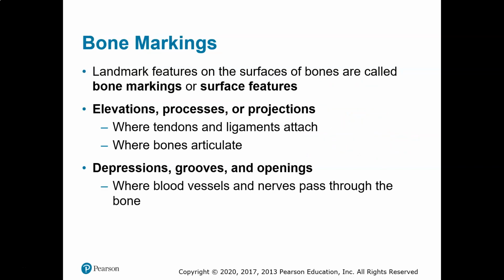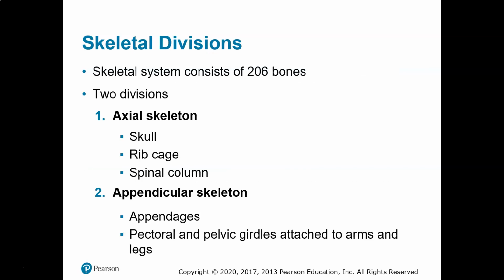Bone markings. Features on the bone can be where tendons and ligaments attach to the bone, or where bones articulate with other bones at a joint. There are elevations, processes, or projections, which are structures that stick out from the bone. And there are also depressions, grooves, and openings where blood vessels and nerves can pass through. We'll talk about some of these. You don't have to learn all of them.